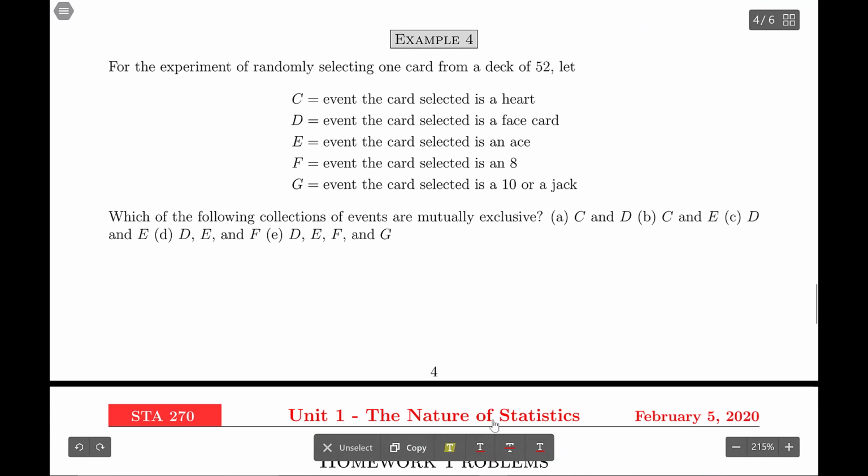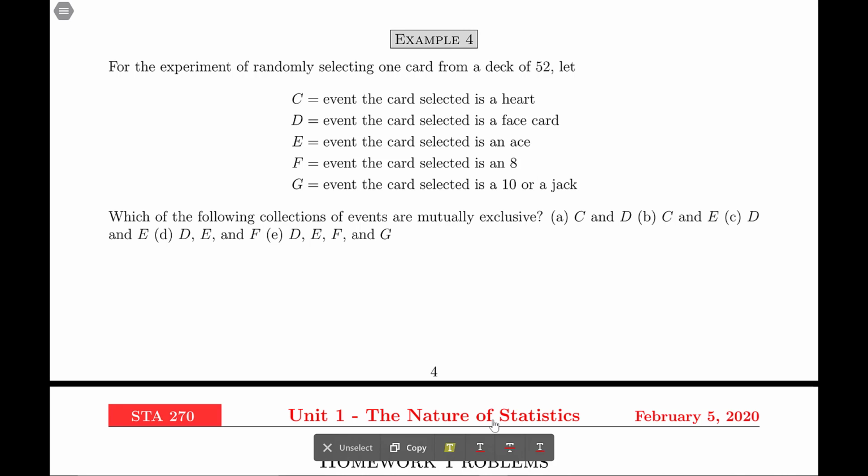So let's go back to the deck of cards, and we're looking at some events again. And in this case, we want to determine whether or not the events are mutually exclusive. We're not determining outcomes, we're just determining whether or not they are mutually exclusive, which means they have nothing in common. The 5 events we're looking at are C, that it's a heart; D, it's a face card; E, it's an ace; F, it's an 8; and G, that it's a 10 or a jack.